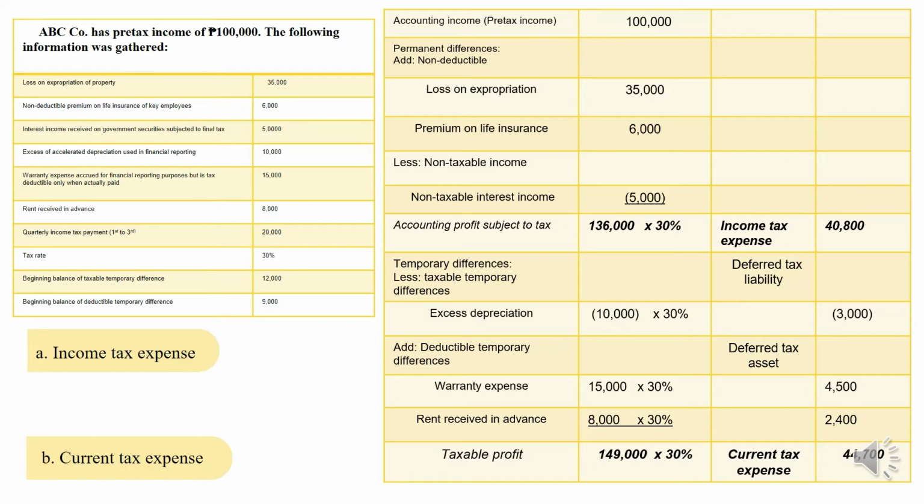To get the deferred tax liability and asset from the temporary differences, we have depreciation of 10K times 30% equals 3,000, less because that is the rule. For the deductible, warranty of 15K times 30% equals 4,500. Same with rent in advance. We will see what they are for on the next slide. So, our income tax is 40,800 and the current tax expense is 44,700.